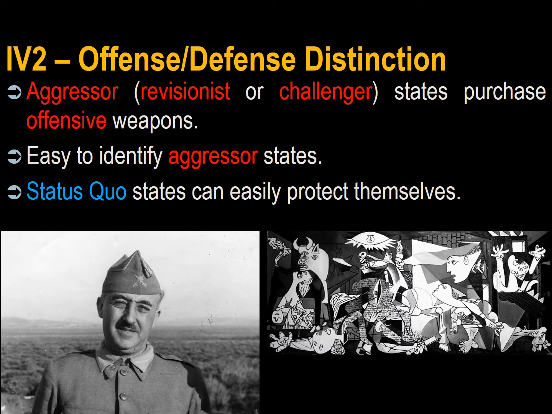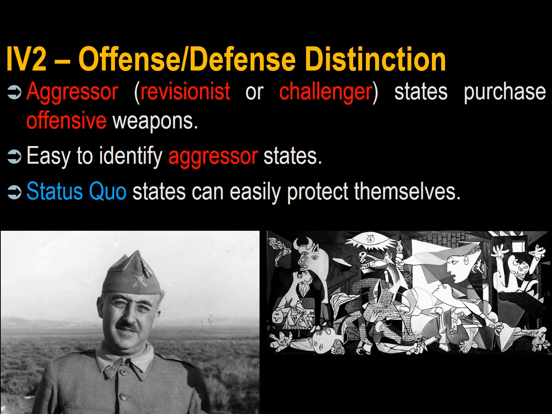Now, the first variable was whether there was, in reality, a difference between the offensive and defensive technological advantage. The second independent variable is whether this distinction can be known, whether it's visible. Now, an aggressor, a revisionist or a challenger state, typically will buy weapons that will allow them to overturn the status quo and the international system.